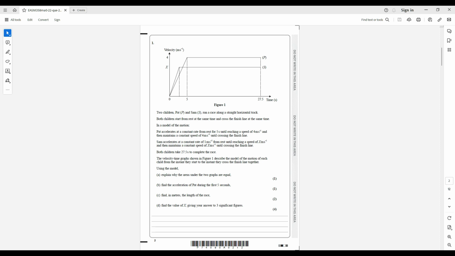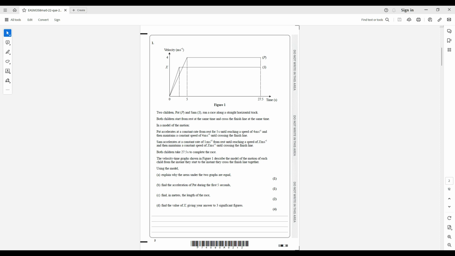Both children start from rest at the same time and cross the finish line at the same time. In a model of the motion, Pat accelerates at a constant rate from rest for 5 seconds until reaching a speed of 4 meters per second and then maintains a constant speed of 4 meters per second until crossing the finish line. Sam accelerates at a constant rate of 1 meter per second squared from rest until reaching a speed of x meters per second and then maintains a constant speed of x meters per second until crossing the finishing line. Both children take 27.5 seconds to complete the race.